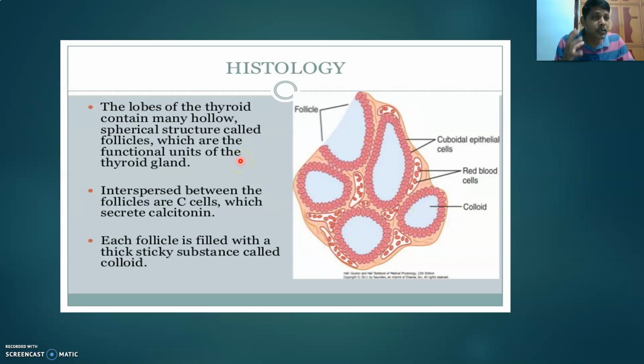What are the functional units of the thyroid gland? Thyroid follicles. And interspersed between the follicles are C cells. You can observe here there are C cells.